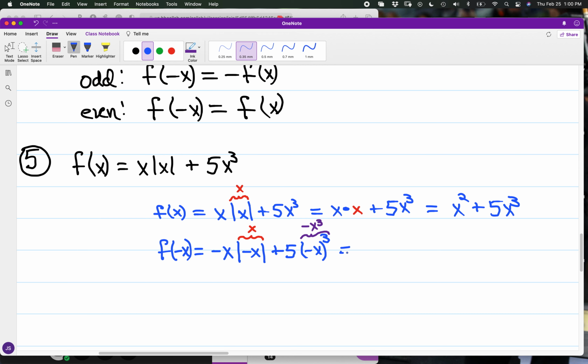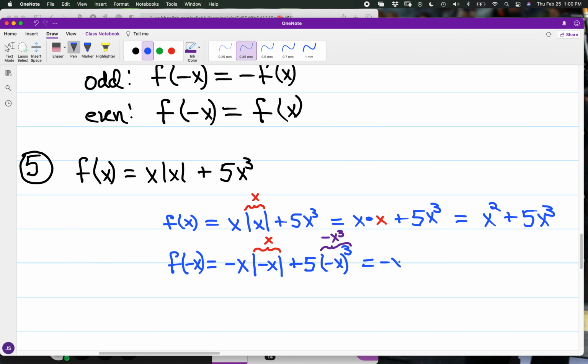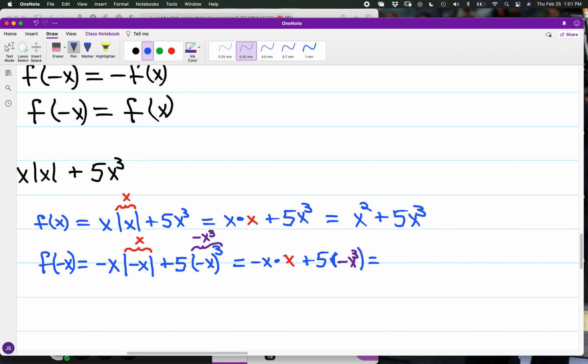And following through, you have negative x times x, plus 5 times negative x cubed. So negative x times x is going to be negative x squared, and 5 times negative x cubed, we have a minus 5x cubed.